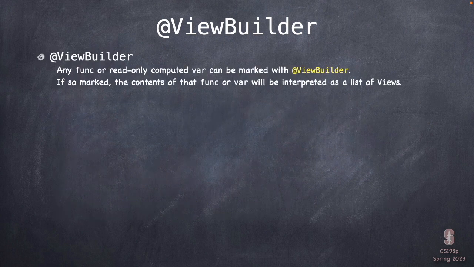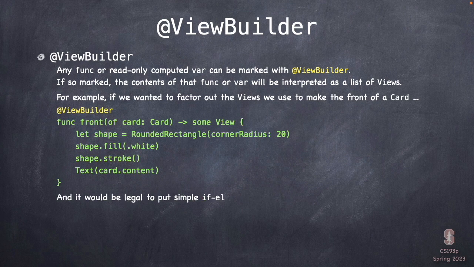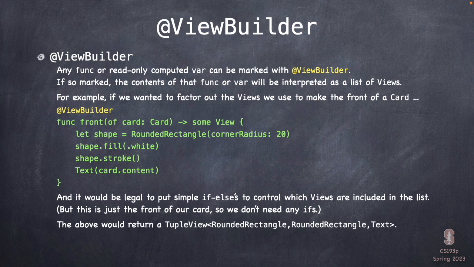But we do sometimes want to say which of our functions that return a view get treated as ViewBuilders, and we saw already that any computed var or func can be marked as a ViewBuilder. And here's my example of it. Let's say we had a function for the front of our card. Right now we embed it all in our var body, but let's say we had a function for it. We couldn't just do frontOfCard, some View, shape is RoundedRectangle, Shape stroke. So we can't list the views like this. But if we put @ViewBuilder in front, woohoo, now green light, we can do it.